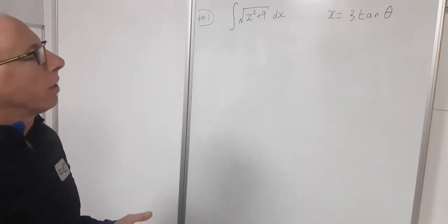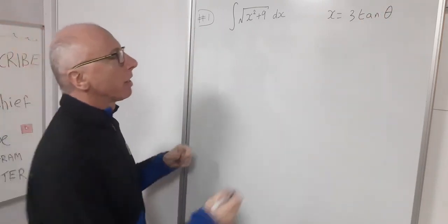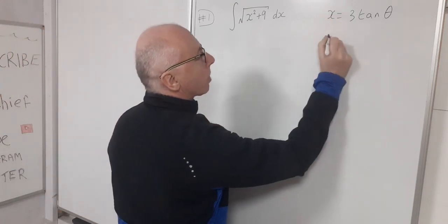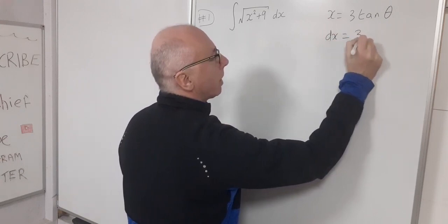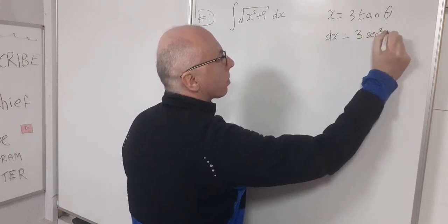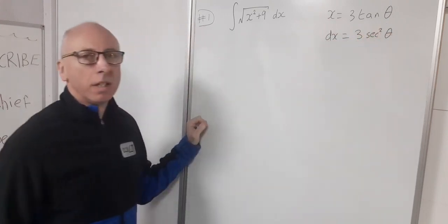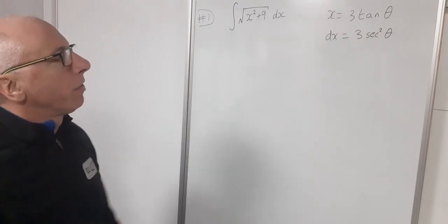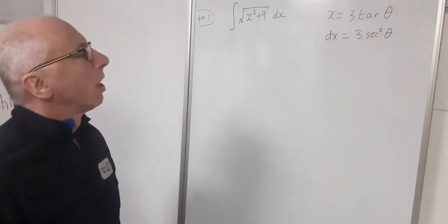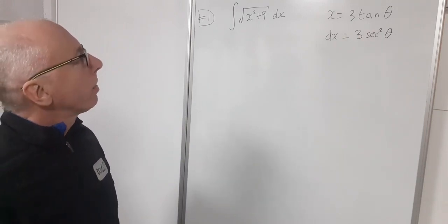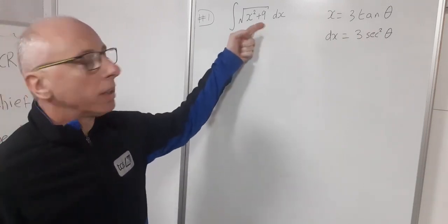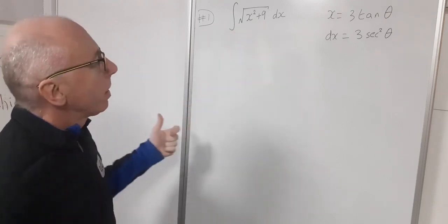So now what I need to do is to take my derivative of both sides. So my derivative of x will give me dx, and the derivative of 3 tangent theta is 3 secant squared theta. So that's a standard derivative for tangent. Okay, so now what do I need to do? Let's substitute this all into this integral here and see where that takes us.